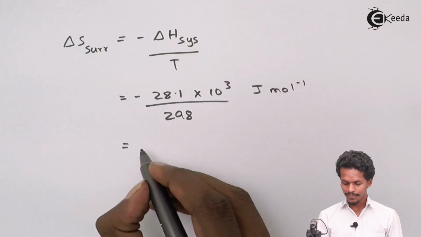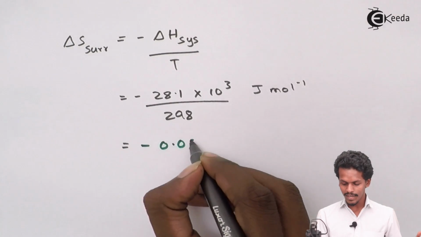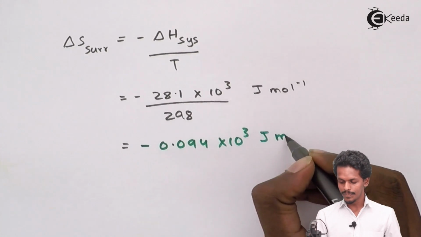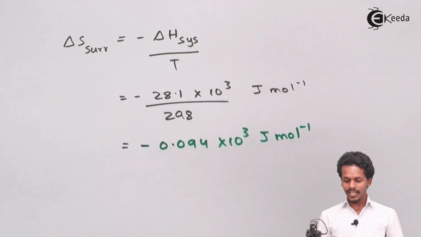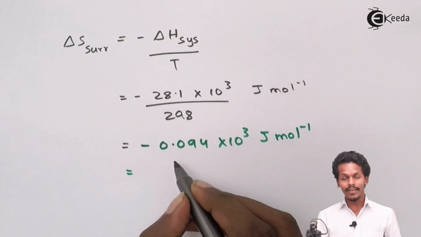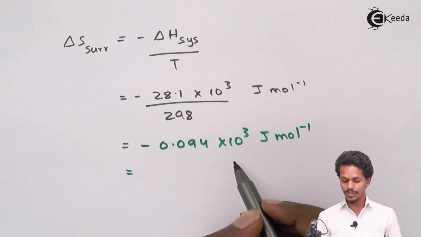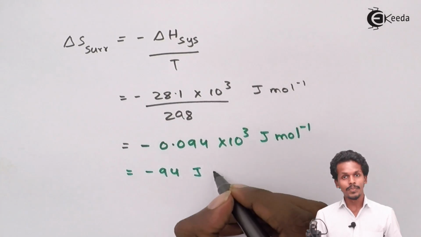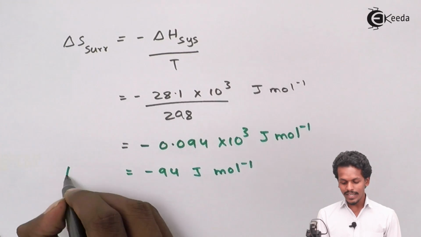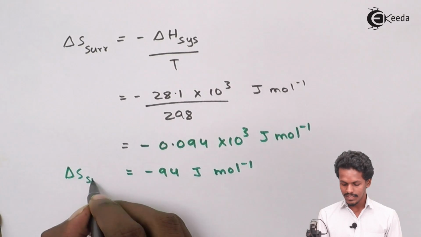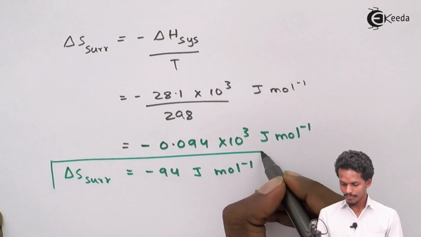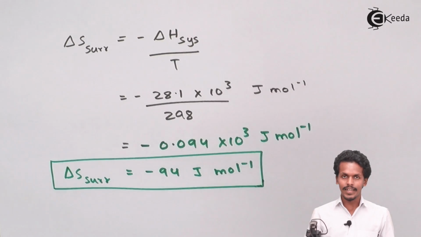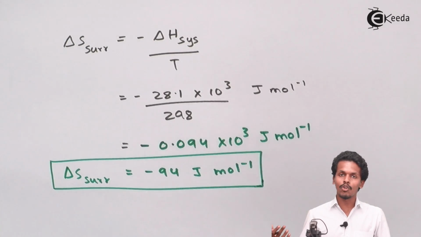So let us see what would be the answer for this case. It is found to be minus 0.094 into 10 raised to 3 joules per mole. For better convenience, I'll multiply this with 10 raised to 3, so this will give me a value of minus 94 joules per mole. So this is the value that we have got for the entropy of the surrounding. But this is not done yet.